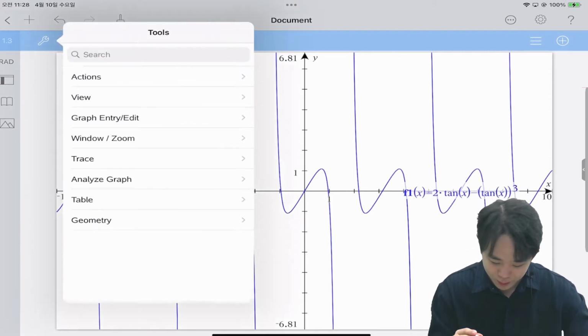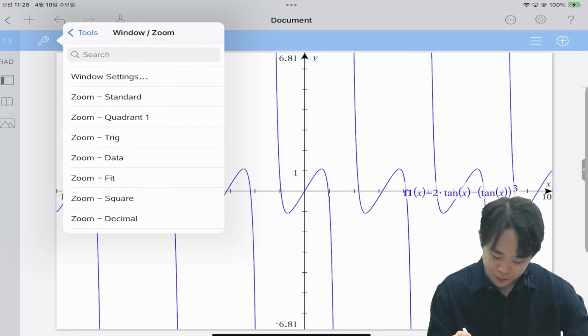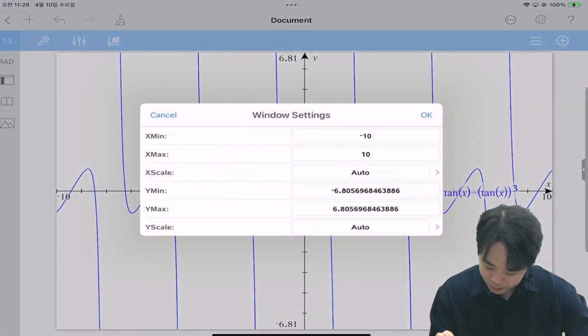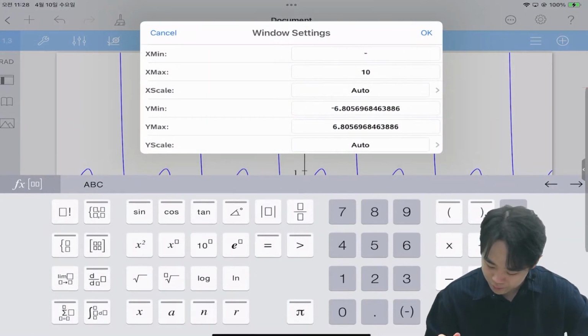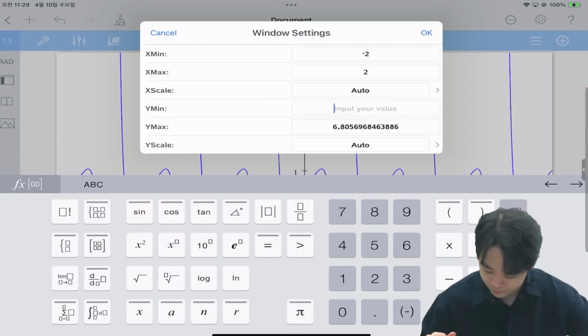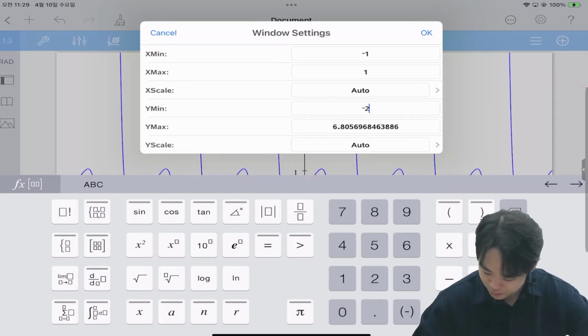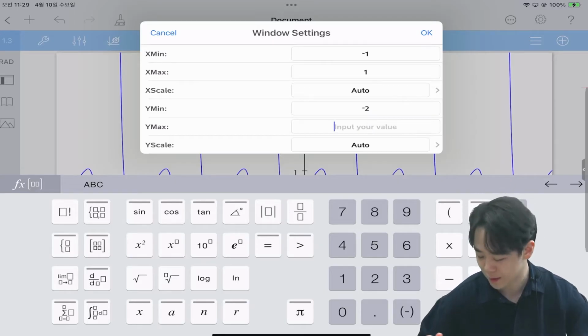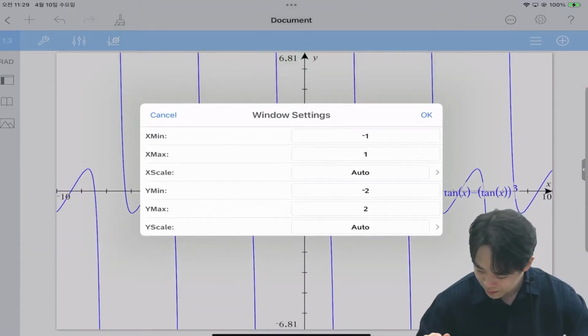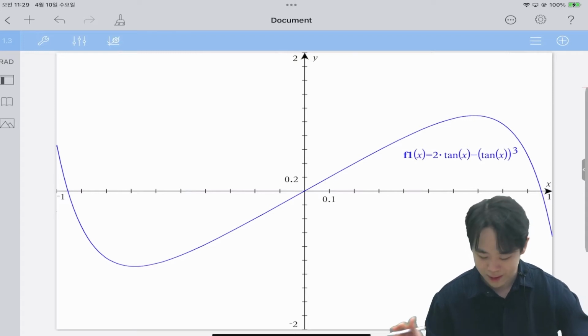So we want to go to Window. We want to zoom to what the question wanted, right? So the question wanted x from -1 to 1, and y from -2 to 2. So let's make those changes, and we'll see a more focused, zoomed in, easier to see graph. Okay, so this is what you get.